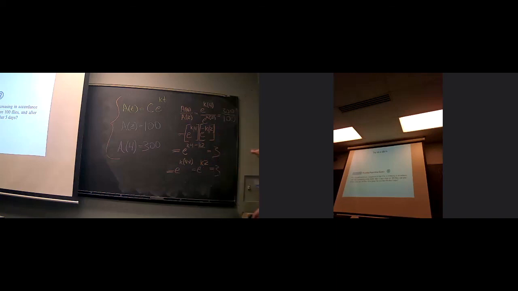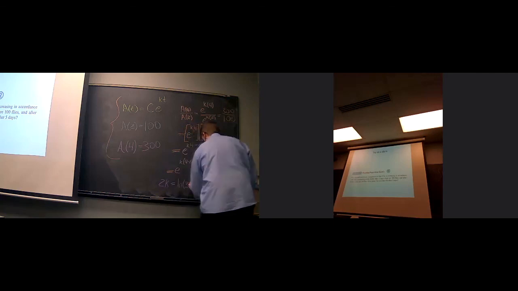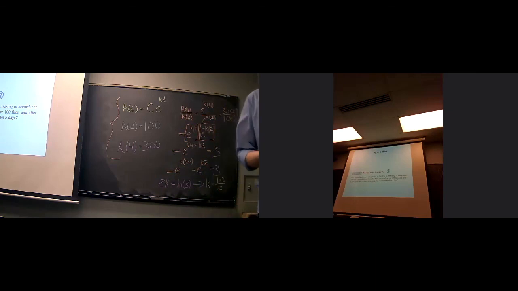Now we're going to solve for k. We're going to do that by taking the ln of both sides. We get 2k is equal to the ln of 3. So k is equal to the ln of 3 over 2. I'm going to write that off over here. k is equal to the ln of 3 over 2.